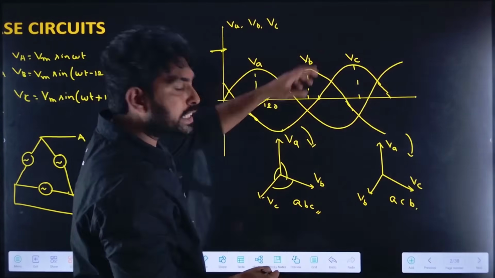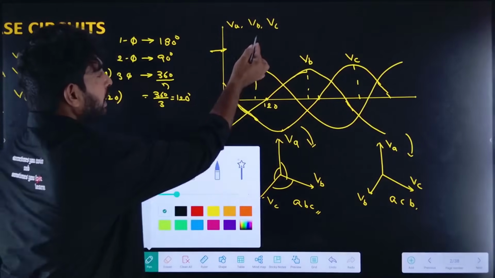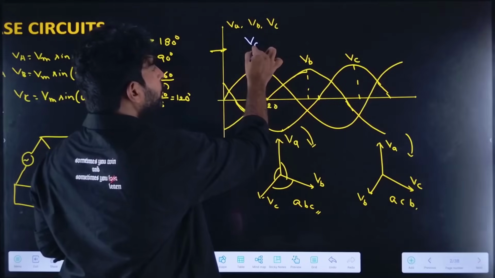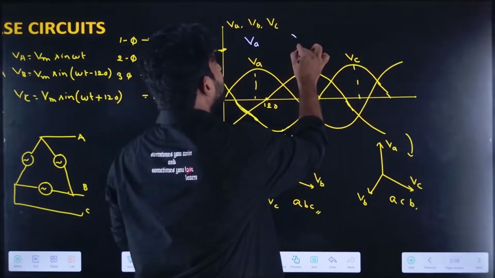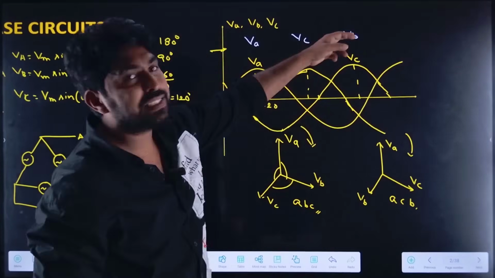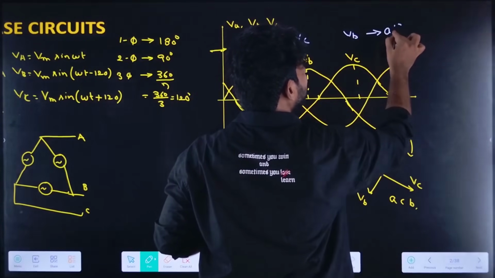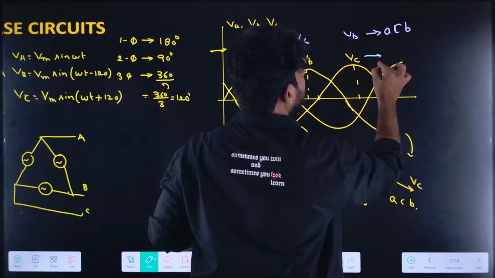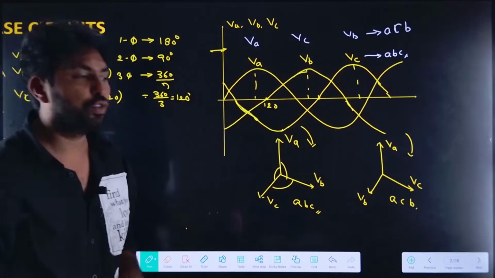Now how will the voltages vary? Let me represent it with another color. White color. So VA will be the same, and this phase would be changed to VC, and this will be VB. So the phase sequence will be ACB, which is called the negative phase sequence. ABC is the positive phase sequence.